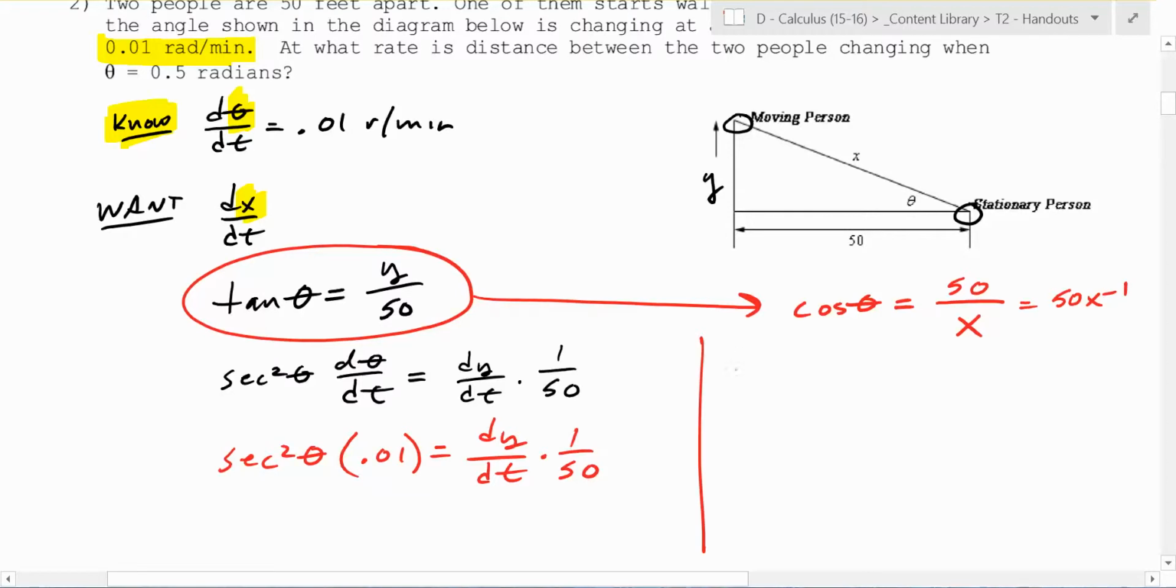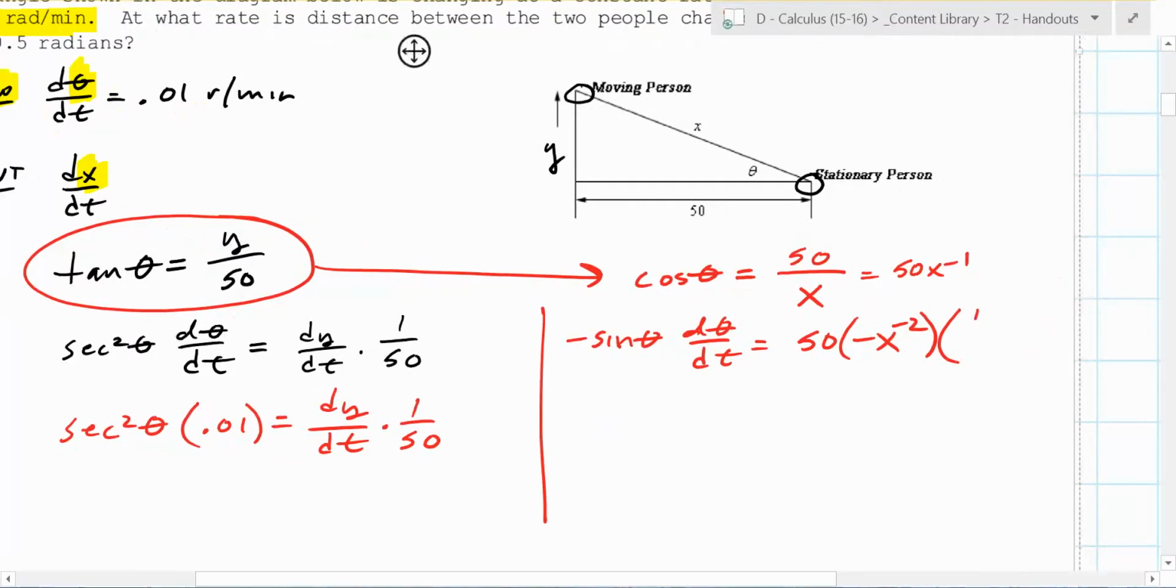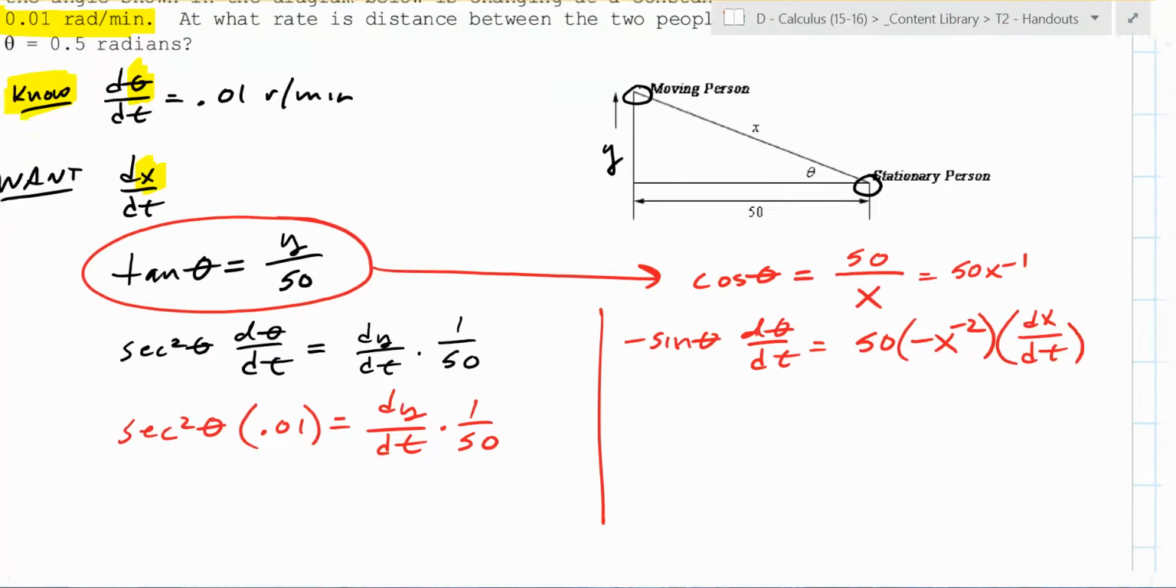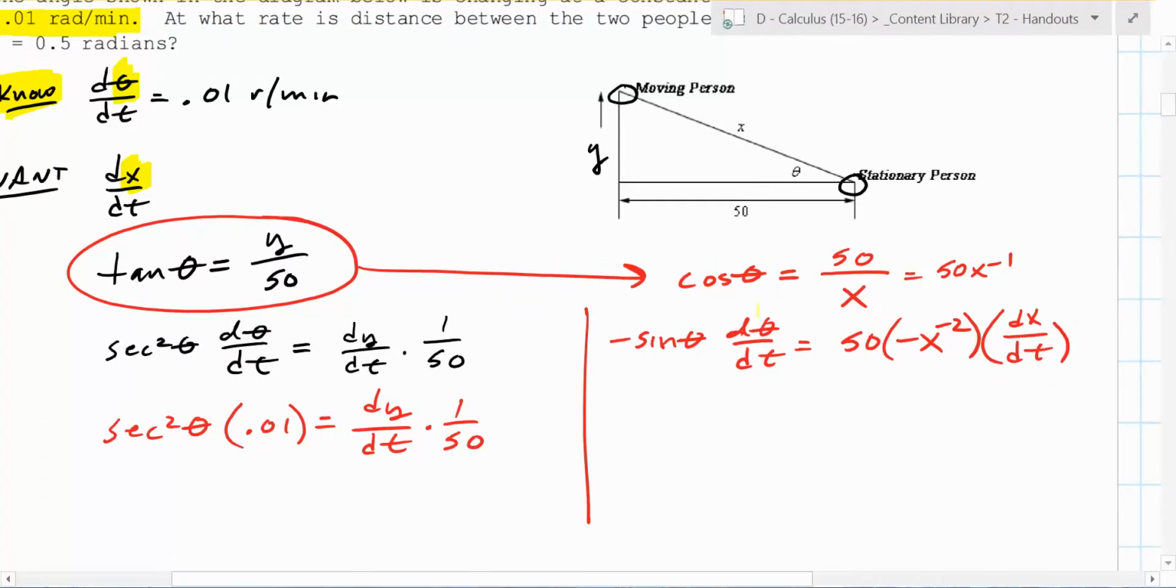What's the derivative of cosine? Negative sine θ dθ/dt. 50 times negative x to the negative 2 times dx/dt. Yes. So we have to plug a bunch of stuff in. Do we know dθ/dt? We know that. So what do we plug in? Negative sine of θ is one thing, and then we put 0.01 here, and then we have negative 50 times x to the negative 2 times dx/dt.